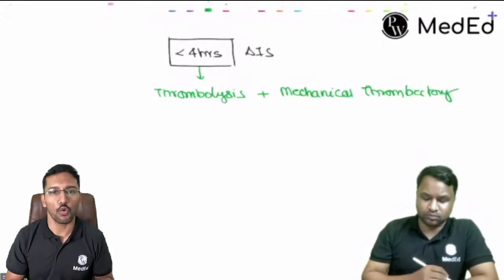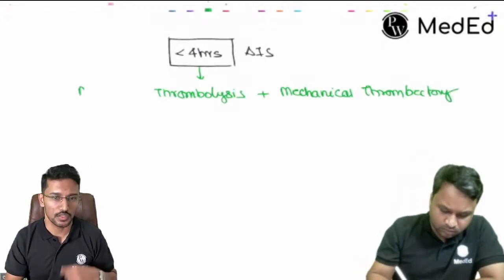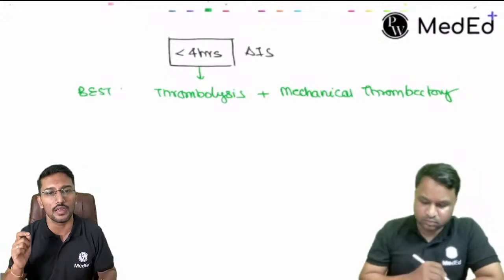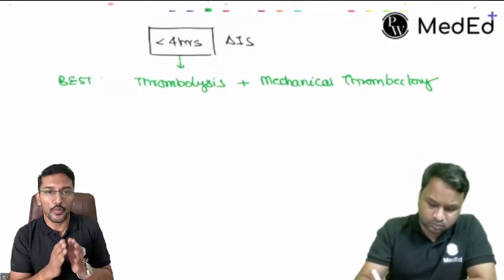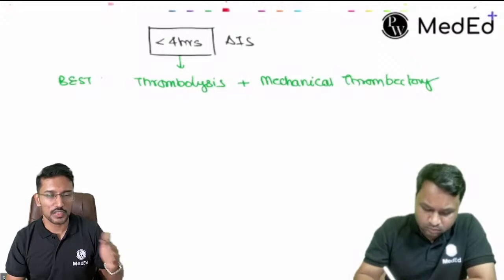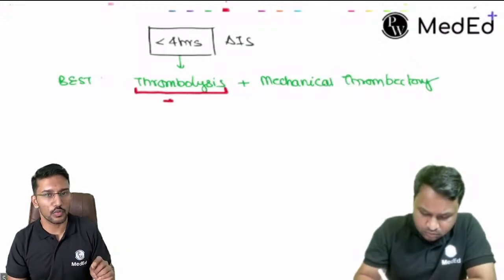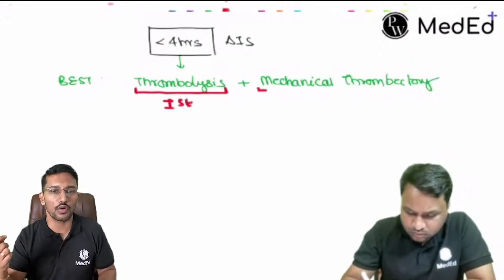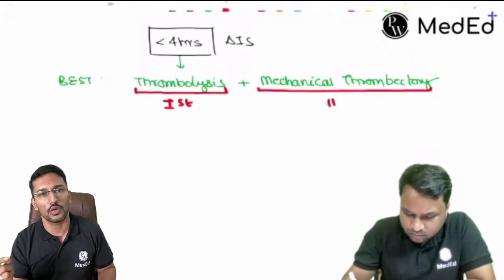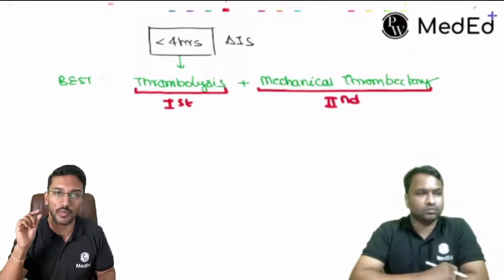And if you're going for both, the question is, what should I do first? Should I do thrombolysis first or mechanical thrombectomy first? Preferably, thrombolysis should be done first, for a simple reason: if you've done the thrombolysis already, it makes it easier for the interventional neurologist or radiologist to retrieve the clot, because the clot is already partially dissolved.